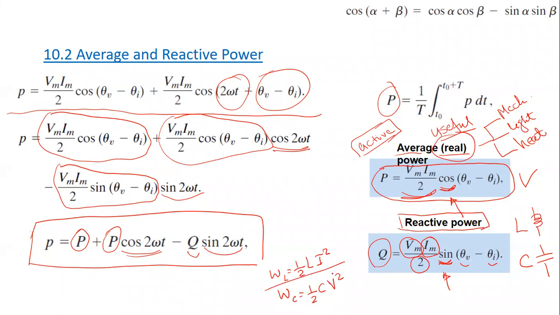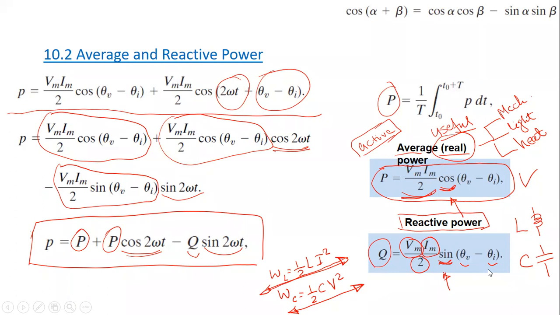So this energy is the reactive power, and this energy is the stored energy in the inductor, and this energy is the stored energy in the capacitor. The stored energy in the inductor and the stored energy in the capacitor can be calculated knowing the reactive power. The reactive power is stored in magnetic fields or stored as electric fields.